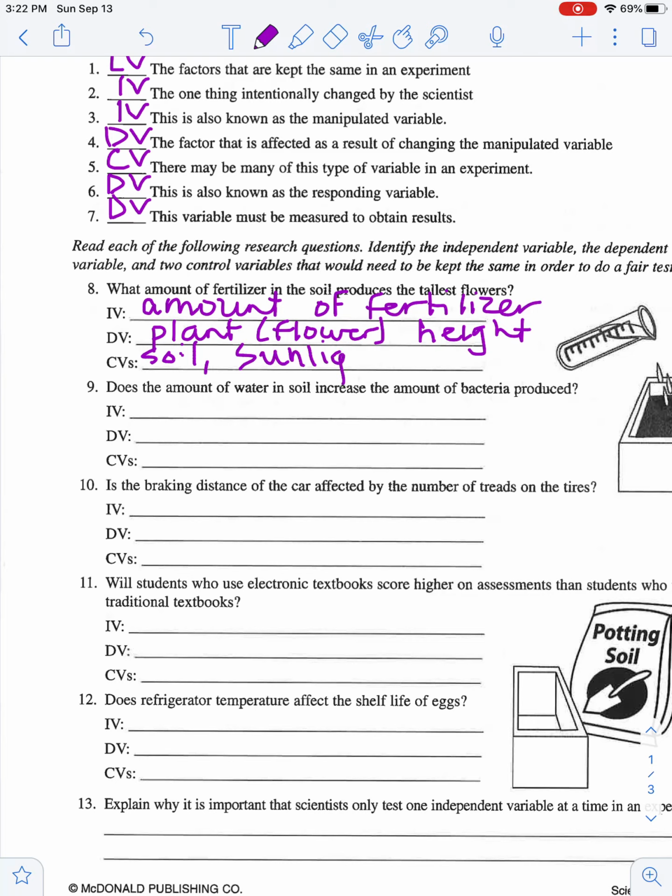And we have to have the same water. And we have to have the same type of fertilizer. And we have to have the same type of flower. The only thing you can change will be the amount of fertilizer. It's got to be the same fertilizer.